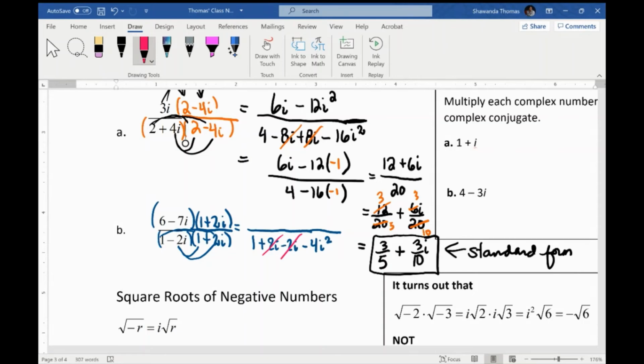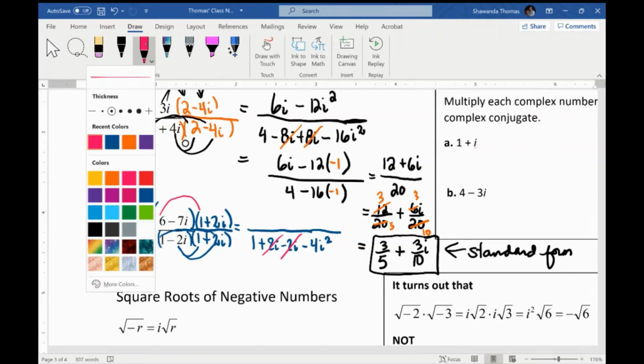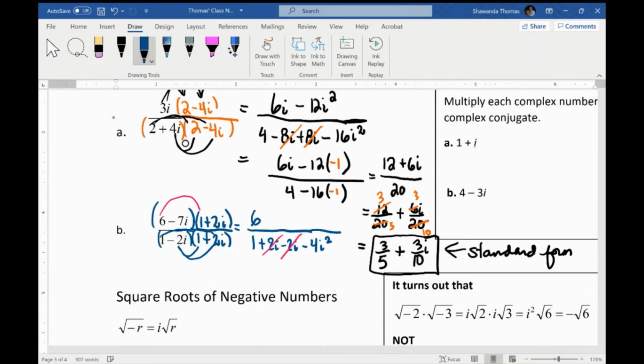Let's look at the numerator. These are not conjugates, so we have to FOIL the numerator. We have 6 times 1, which is 6. 6 times 2i is 12i. Negative 7i times 1 is negative 7i. And negative 7i times 2i is negative 14i squared.